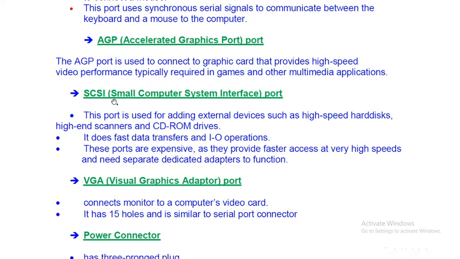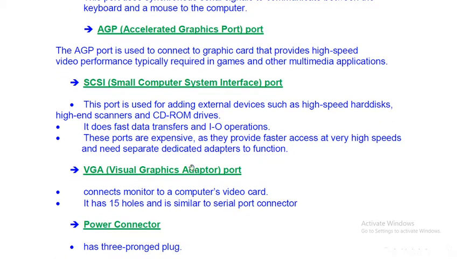So SCSI port, small computer system interface port. This port is used for adding external devices such as high speed hard disks. In order to place them, we require this interface, this port, and also high-end scanners and CD-ROM drives. It provides fast data transfer and input-output operations. These ports are generally expensive, as they provide faster access at very high speeds and need separate dedicated adapters to function. We require separate dedicated adapters in order to function SCSI ports.